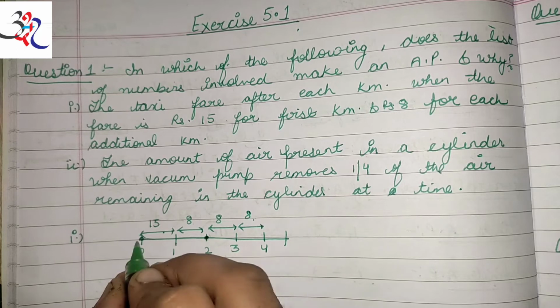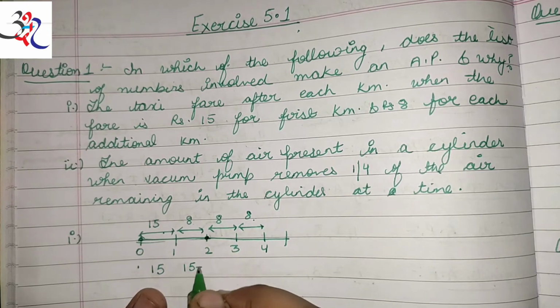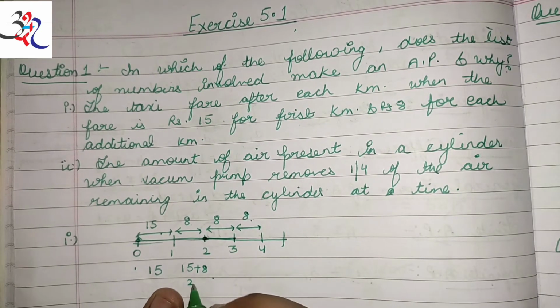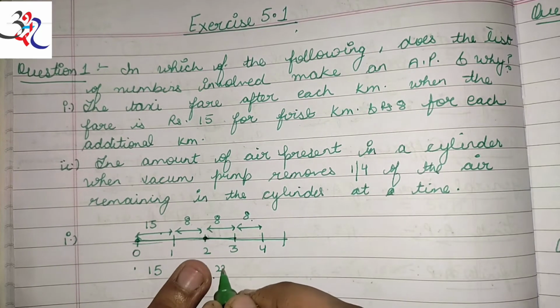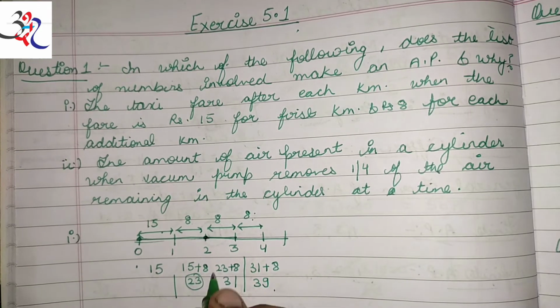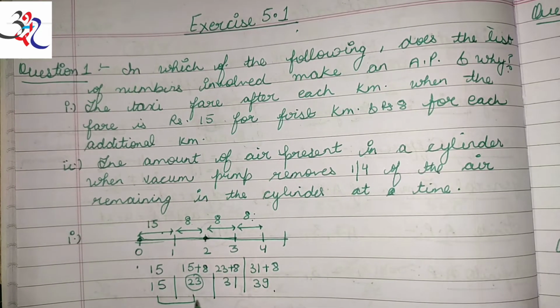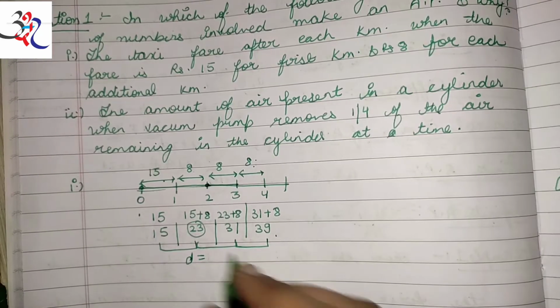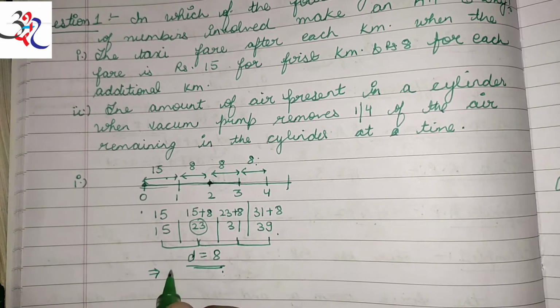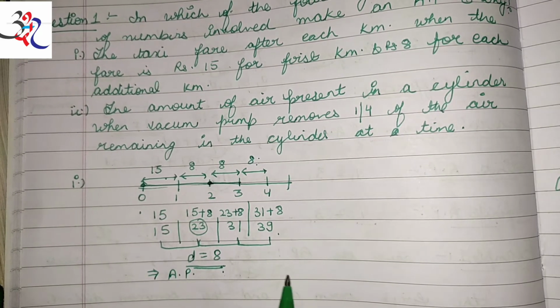If I am traveling 2 kilometers, then my fare will be 15 plus 8, which is 23. Then for 3 kilometers my fare will be 23 plus 8, which is 31. And if I have to travel 4 kilometers, then my fare will become 39. So by seeing only, you can easily see that the common difference small d is equal to 8 in this question. That means this is forming an AP.